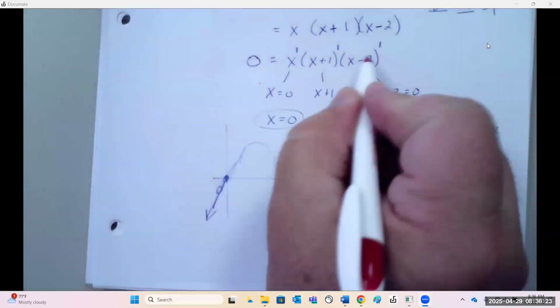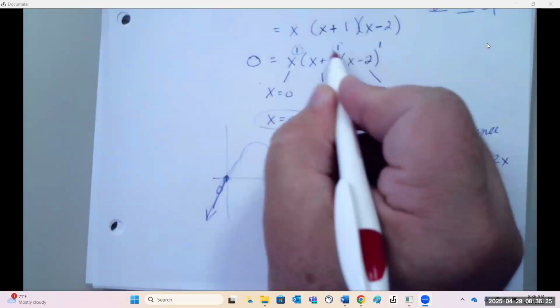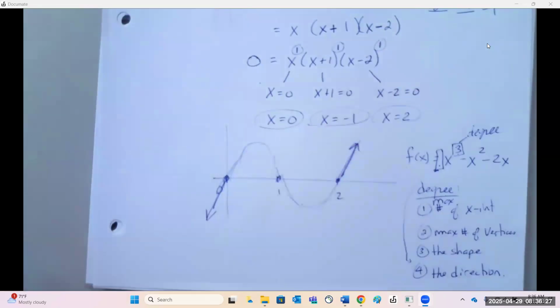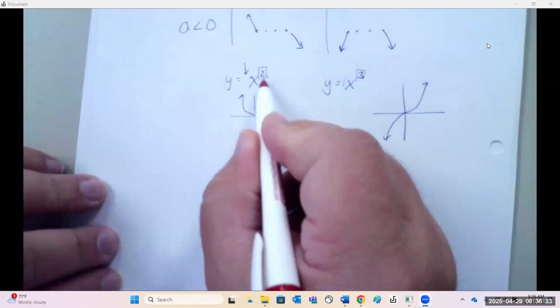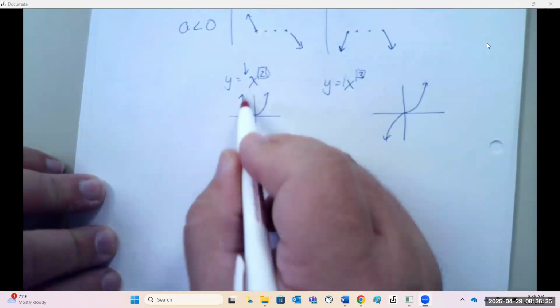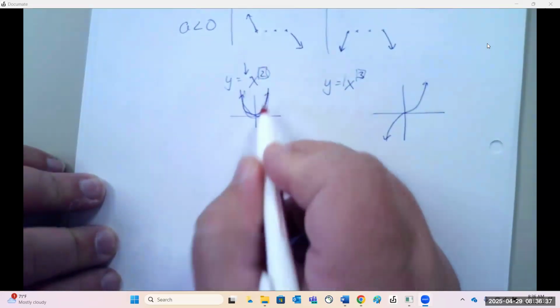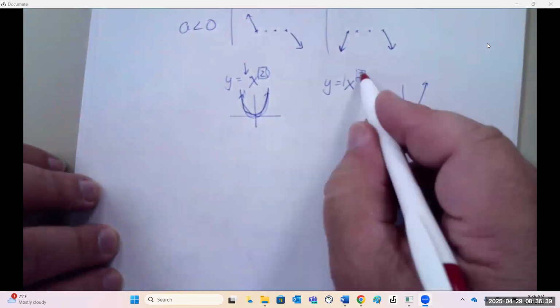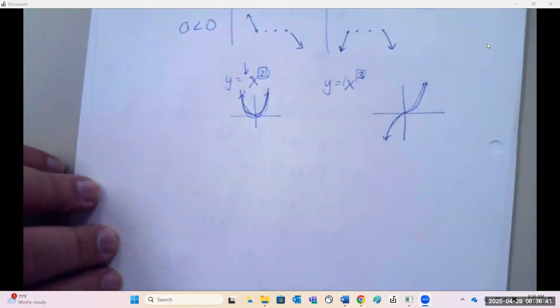If, when you factor them out, the exponents of these factors are odd, then they cross the x-axis. Well, we did that also here. If it's even, it just bounces off the x-axis. If it's odd, it crosses the x-axis. Okay, that's a review from algebra.